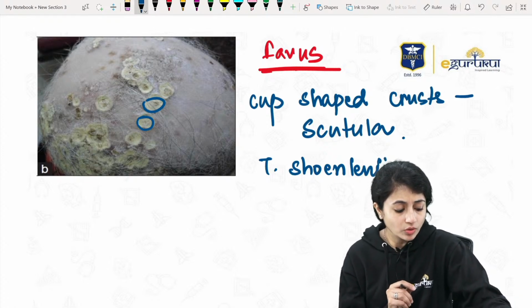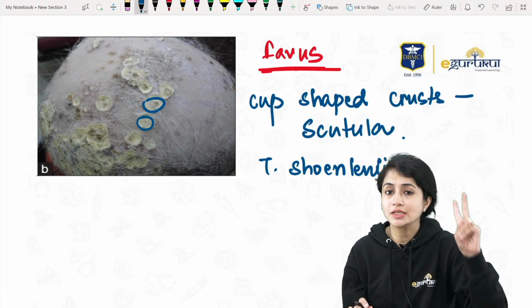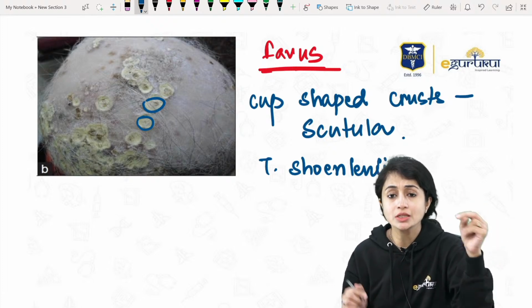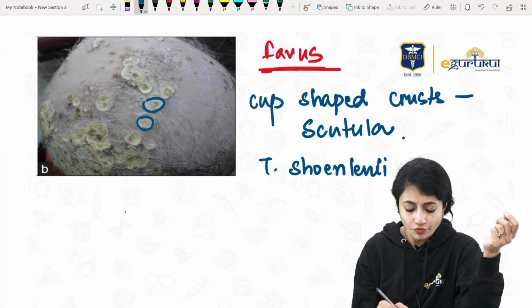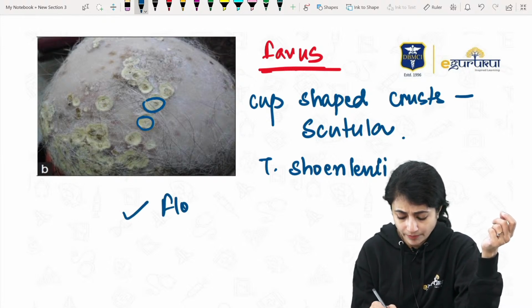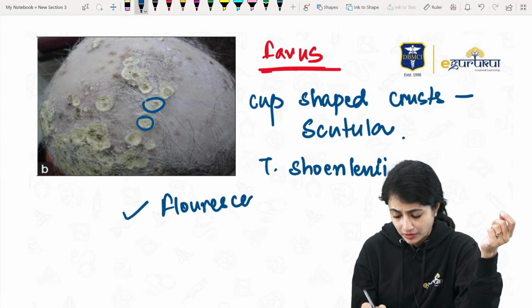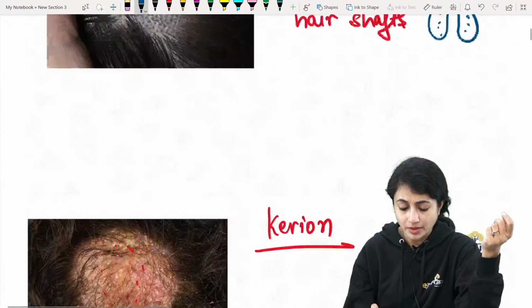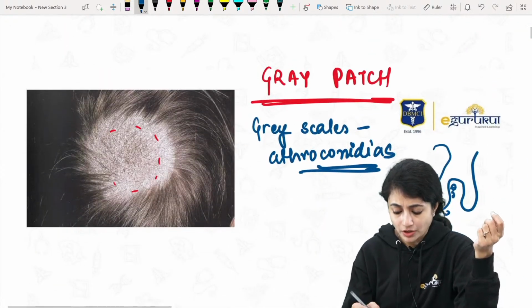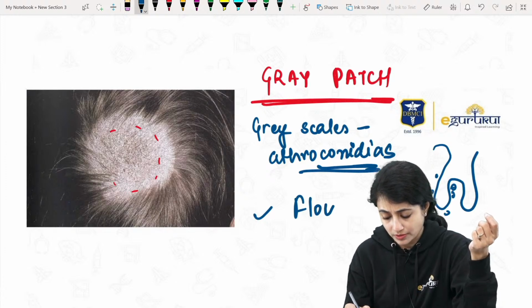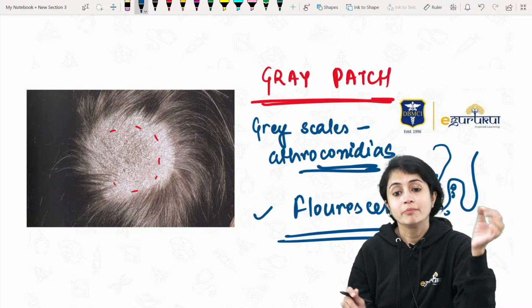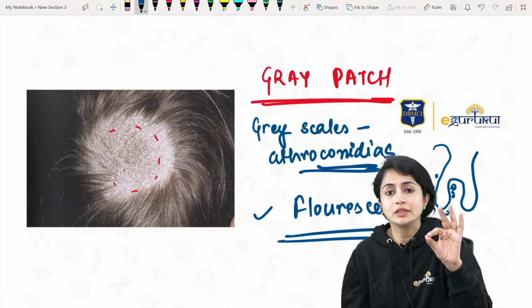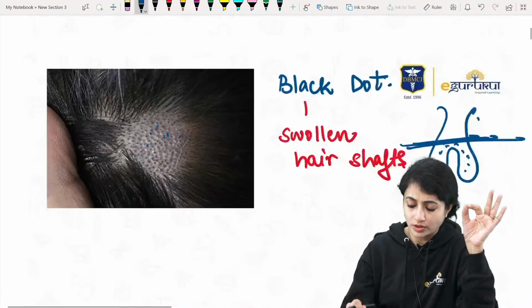Okay, so the fluorescence is seen in two main types of tinea capitis, wherever I am seeing spores or crusting on the surface. So favus shows fluorescence, and my grey patch shows fluorescence on Wood's lamp. Okay, black dot and kerion do not show fluorescence.